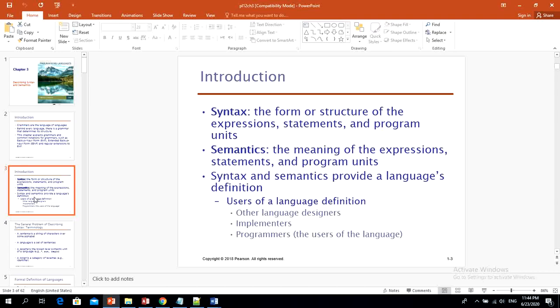The syntax means the form or structure of the expressions, statements, and program units. So the structure of the expressions and statements in the program unit is called syntax. But the meaning of these expressions, statements, and program units is referred to as semantics. Both semantics and syntax provide the definition for the language. So the language definition is the marriage between syntax and semantics, which is the structure of the expressions and their meaning.